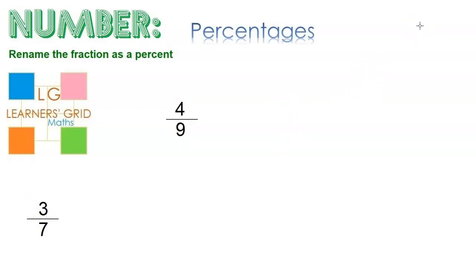Now, one of the key things to remember, of course, is that percent means per 100, or out of 100, same thing. And when we're converting fractions to percents, at some point, doesn't matter where, we will be multiplying by 100 because we need to deal with numbers out of 100. Let's have a go at 4/9.